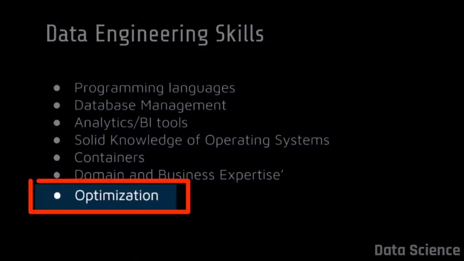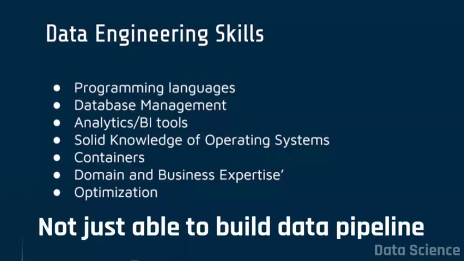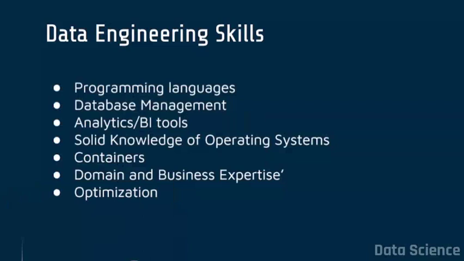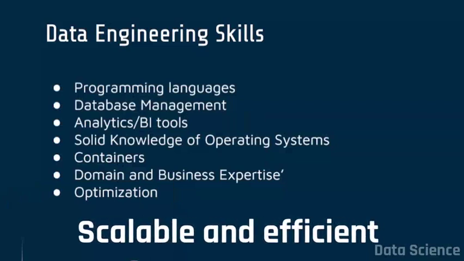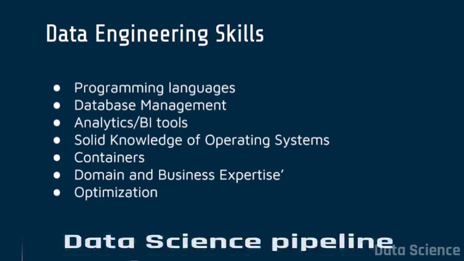And next we have optimization. The key skill here is not just being able to build a data pipeline, but to build one that is scalable and efficient. Your pipeline should be as efficient as possible and also scalable. For a higher application load, you need to scale, or for bigger data, you need to have scalability with respect to your data science pipeline.